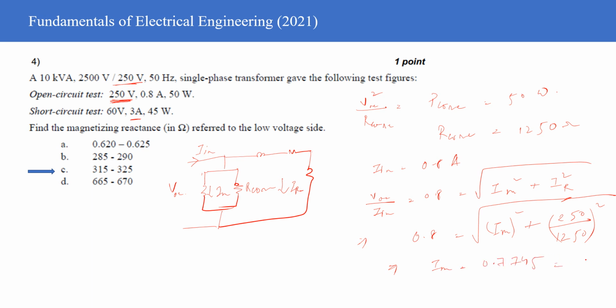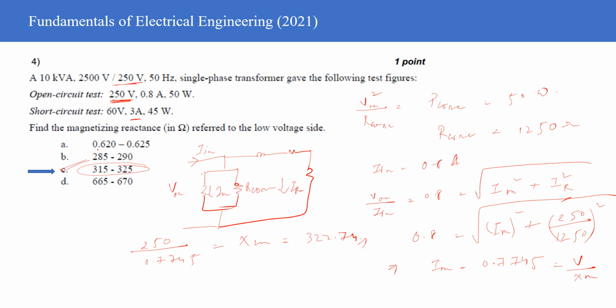Now this IM is nothing but V divided by XM, right? The value of V is known to you. V is 250. So 250 divided by 0.7745 is equal to XM. So 250 divided by the answer is equal to 322.74. So this particular thing falls in this particular bracket, right? So that becomes your answer. For question number 4, the answer is C.